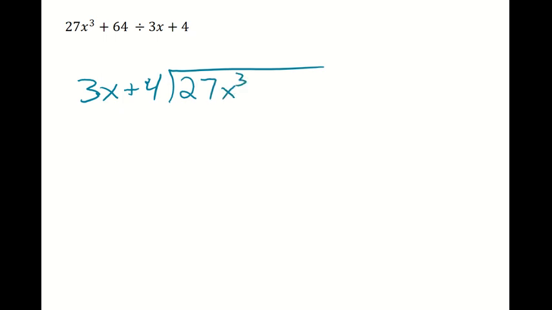So we still have our divisor outside the division sign, but what we have to do inside here is add our spaces. So we need placeholders. So we start writing this out. We have 27x cubed. But then it's just plus 64. We need to have terms that decrease by 1 in degree. So 27x cubed plus 0x squared plus 0x, and then we have our plus 64.